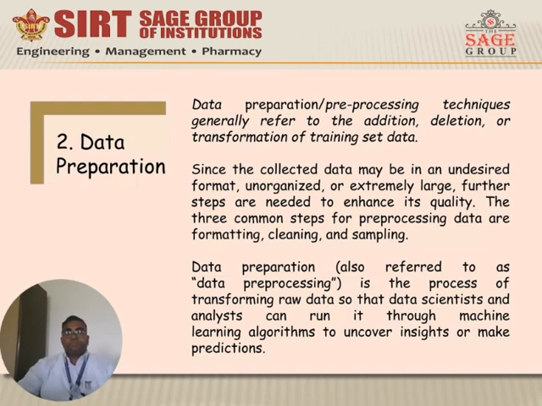So the final definition is that it is a process of transforming raw data so that scientists and analysts can run it through machine learning algorithms to uncover insights, make predictions, or find patterns.